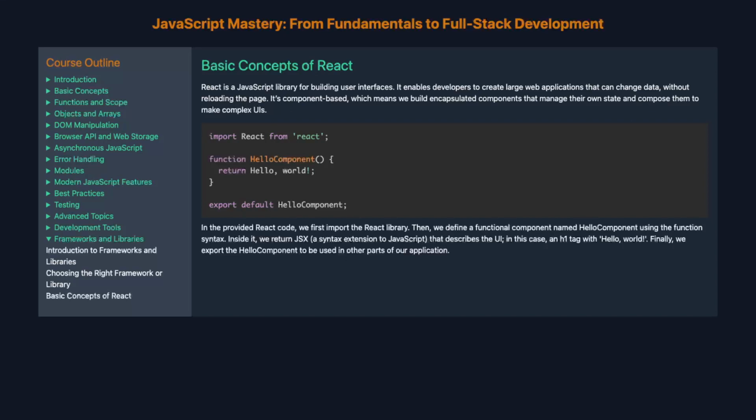In the provided React code, we first import the React library. Then, we define a functional component named HelloComponent using the function syntax. Inside it, we return JSX, a syntax extension to JavaScript that describes the UI, in this case, an h1 tag with "Hello World." Finally, we export the HelloComponent to be used in other parts of our application.